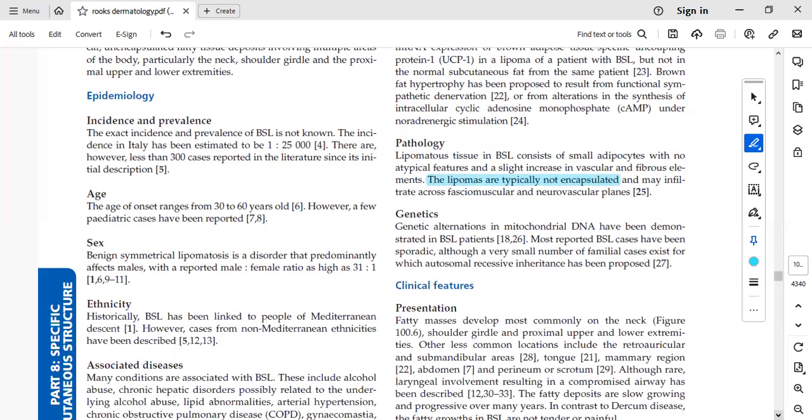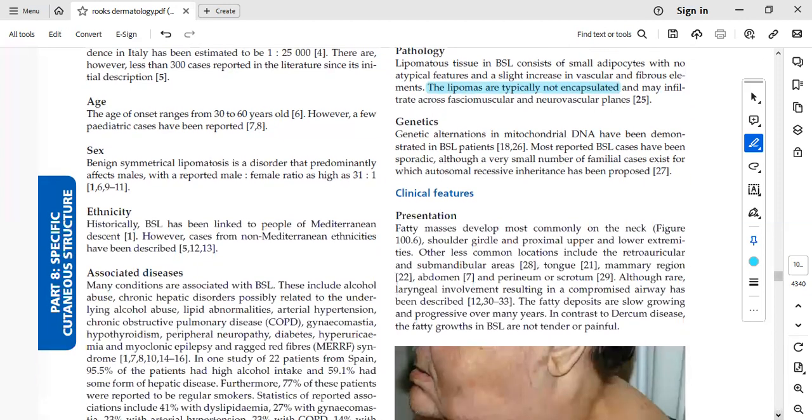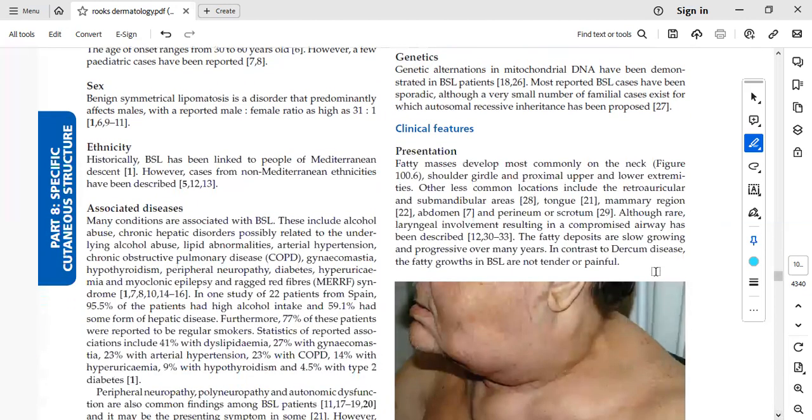In the genetics, alterations in mitochondrial DNA have been demonstrated in BSL patients. Most reported BSL cases have been sporadic, although a very small number of familial cases exist for which autosomal recessive inheritance has been proposed. Now we come to the clinical presentation of BSL. The fatty masses develop most commonly on the neck, shoulder girdle, and the proximal upper and lower extremities. So you have to remember the sites: the neck, shoulder girdle, and proximal upper and lower extremities.